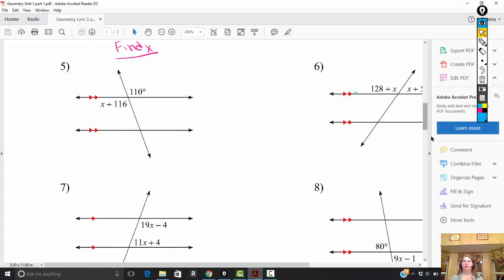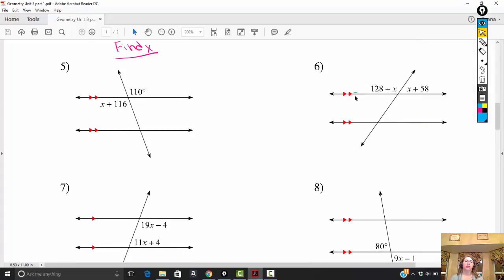I've given you a couple of different types right now. These are still equal to each other because they're vertical angles. But if you look at these two, we called these a linear pair because they're right along this straight line. So together they have to add to be 180. That means 128 plus x plus 58. This was the first angle measure, this is the second angle measure, and together they have to add to be 180.